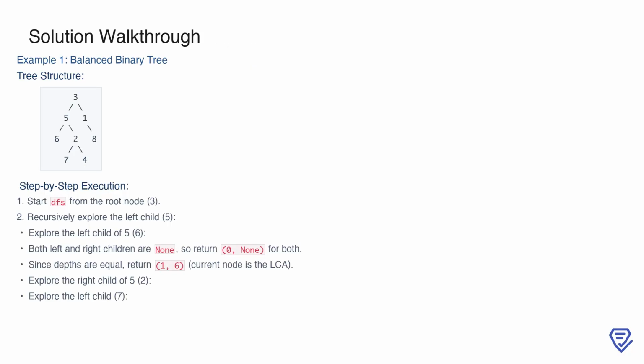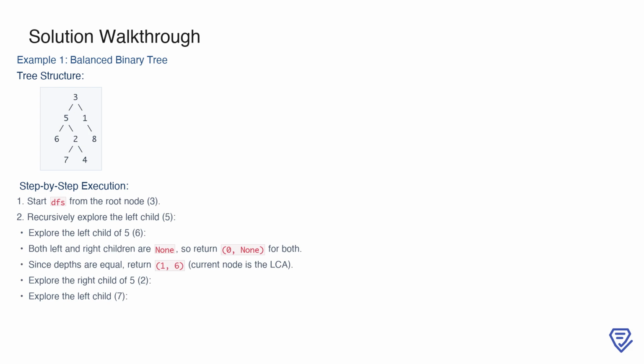To solve the problem of finding the lowest common ancestor of the deepest leaves, we start by considering a balanced binary tree. Here's the given tree structure. The process begins by performing a depth-first search, or DFS, starting at the root node, which is 3. From node 3, we first explore its left child, node 5. At node 5, we further explore its left child, node 6.